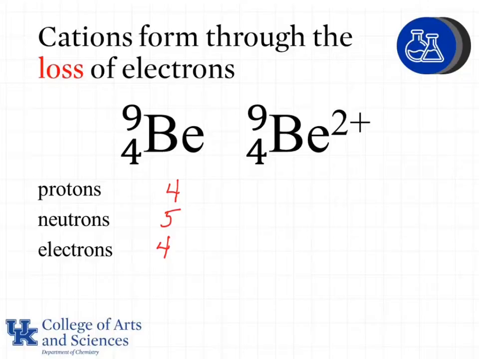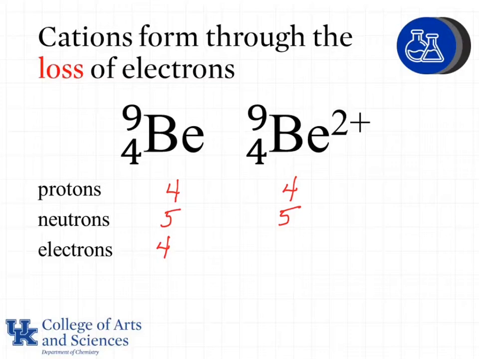So when we look at the beryllium 2 plus cation, we see that it still has 4 protons and 5 neutrons. Remember, the number of protons determines the identity, so it will not change. Neutrons are neutrally charged, so the gain or loss of neutrons won't lead us to that charged particle. So what we're looking at are the electrons.